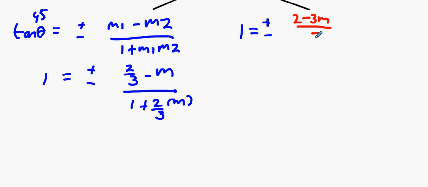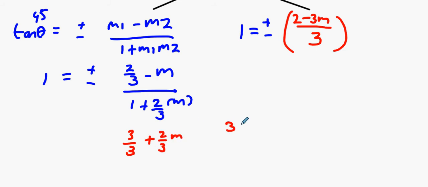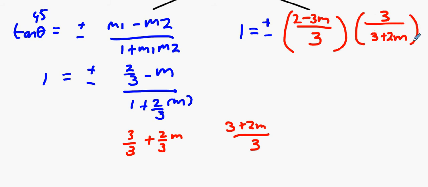And then on the bottom, what do we have here? What do you reckon? 3 over 3 plus 2 over 3 m, which would be what? 3 plus 2m all over 3. Turn it upside down, change the sign. 3 over 3 plus 2m. What cancels? What am I left with? 2 minus 3m over 3 plus 2m.